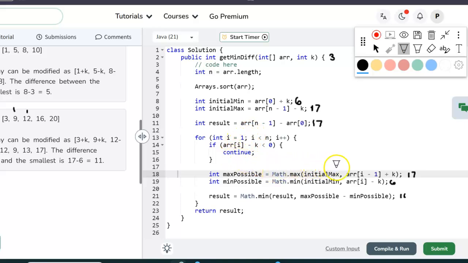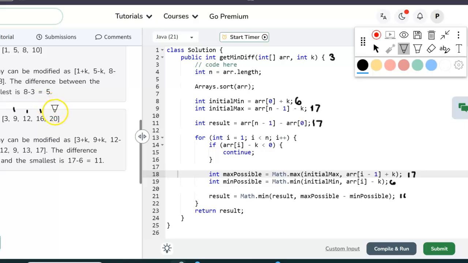Let's see. Array I minus 1 plus k. So the switch point now is between 9 and 12. What is 9 plus 3? It's 12. Is that bigger than 17? No. What is 12 minus 3? 9. Is it less than 6? No. All right. So the result is still the same. Next number, 16. Go through here. 16, we're going to go back to 12. 12 plus 3 is 15. Is that bigger than the max? No. 16 minus 3, is that less than 6?